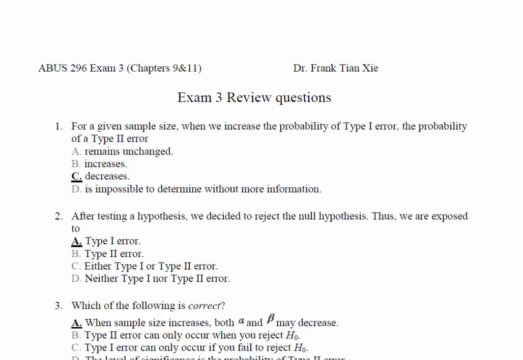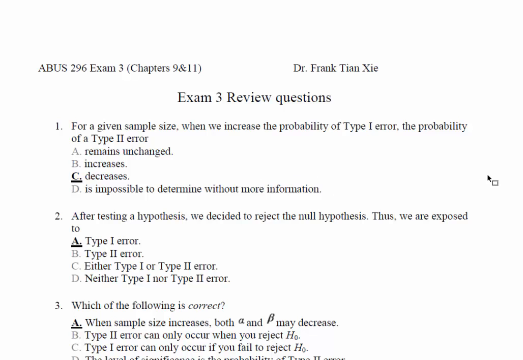Hello everyone. This is the answering session to Exam 3 review questions. Exam 3 covers chapters 9 and 11. Okay, let's go on to the first question.